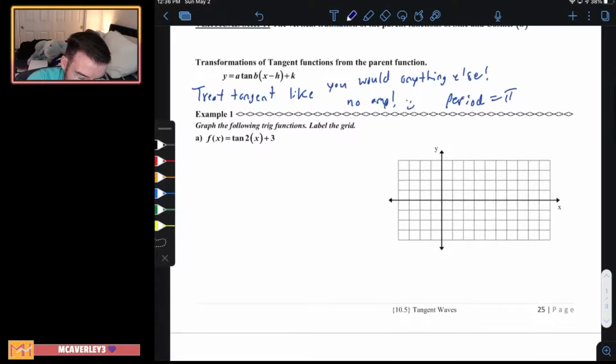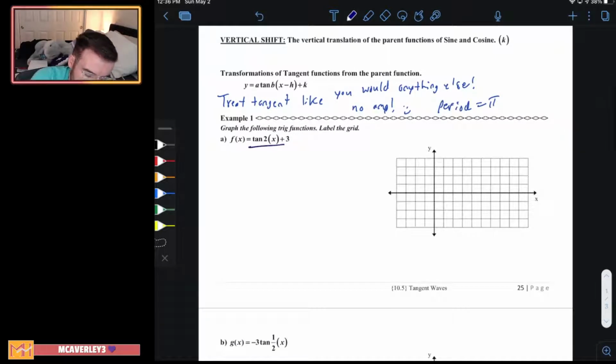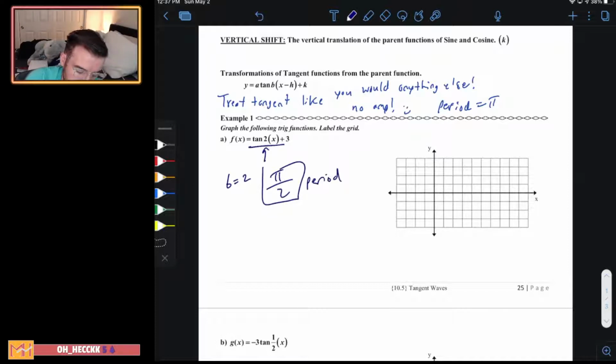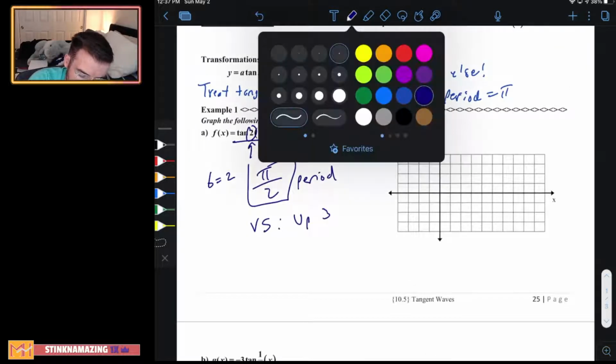So with this graph here, we're changing the period because the b value is 2. So our period is now pi divided by 2. That is our period, okay? And our vertical shift is up 3. That's what these two things tell you to do, okay? Pi over 2 is your new period, and the plus 3 tells you to move up 3.